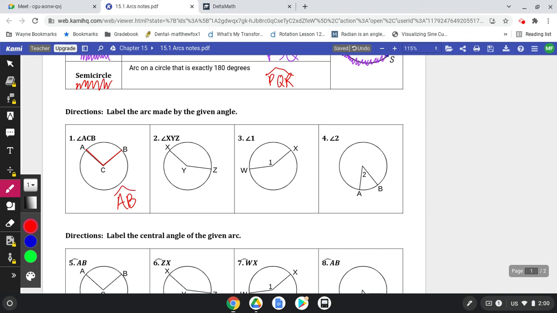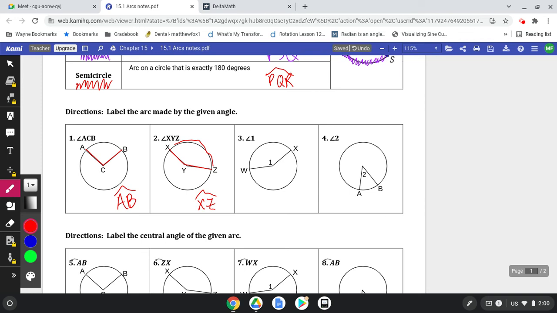All right. On number 2, XYZ or ZYX. Those mean this angle, either one. So now to label the arc is right here. That will be arc XZ, or you could say arc ZX.